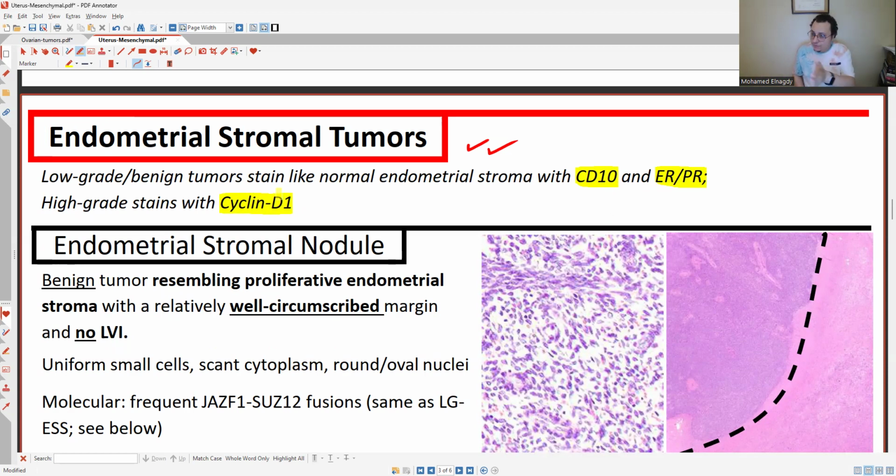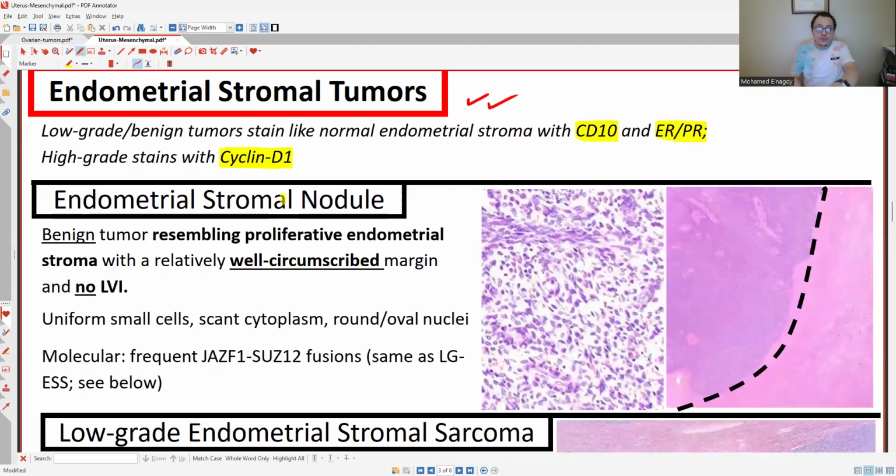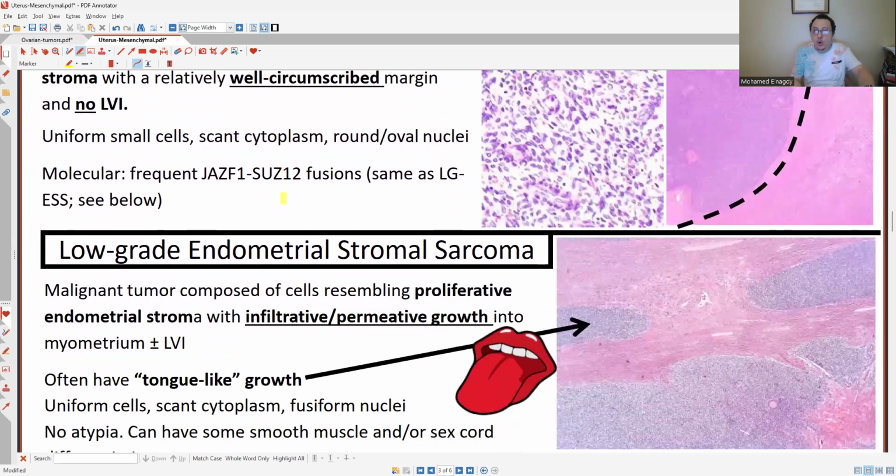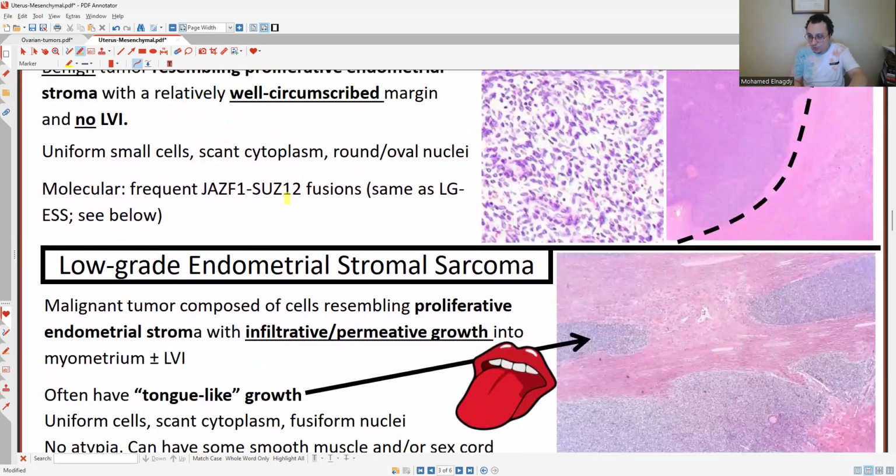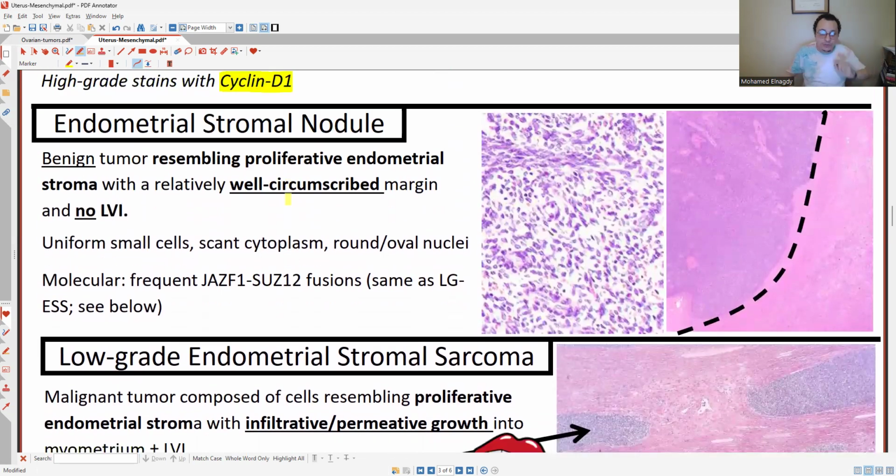If you see a well-circumscribed stromal lesion with some stromal cells there, and you look under the microscope, that's low-grade. The cells are very bland. They don't look very atypical. They don't look very ugly. And then on immunohistochemistry, you see that this is positive for ERPR CD10. So they have a positivity of immunos which looks like the normal endometrial stroma. So that's endometrial stromal nodule or low-grade endometrial stromal sarcoma. How to differentiate between these, I will tell you right now.